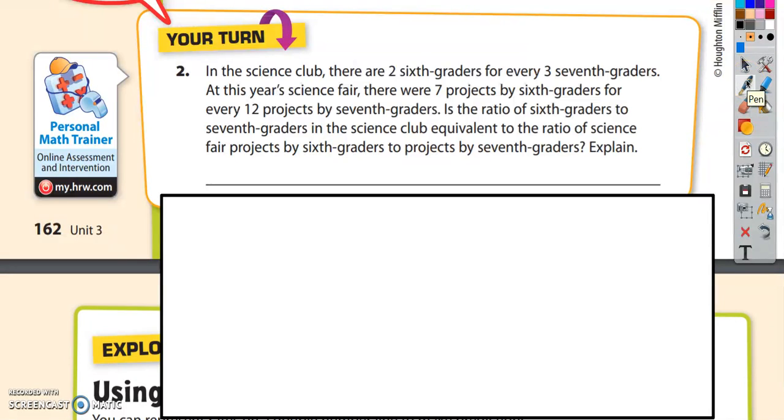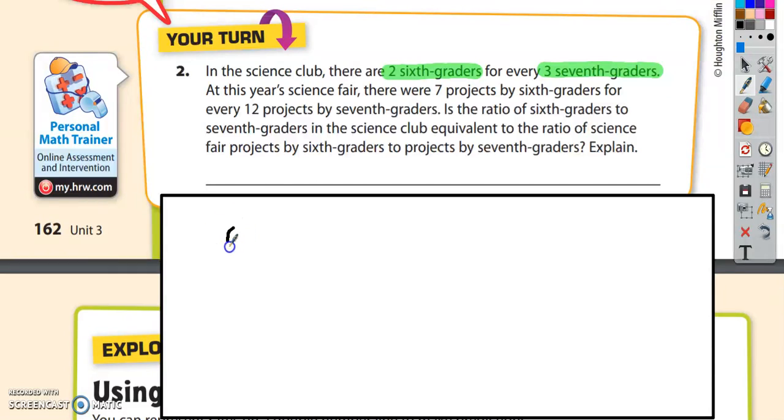It's a pretty good chance that upon first reading you are a little overwhelmed and maybe not even sure what that asks. So one strategy is to reread it. Another strategy is just to start setting stuff up. For example, I'm going to go through and highlight some numbers. It says there are 2 6th graders for every 3 7th graders. So you could set that up just like you did above as a fraction.